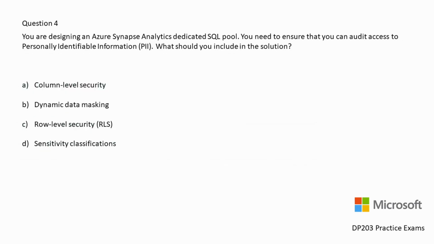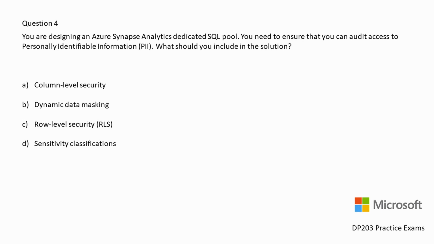Question 4. You are designing an Azure Synapse Analytics dedicated SQL pool. You need to ensure that you can audit access to personally identifiable information. What should you include in the solution? A. Column level security. B. Dynamic data masking. C. Row level security. D. Sensitivity classifications. We've got a free question on our hands here because this is very similar to question 1.